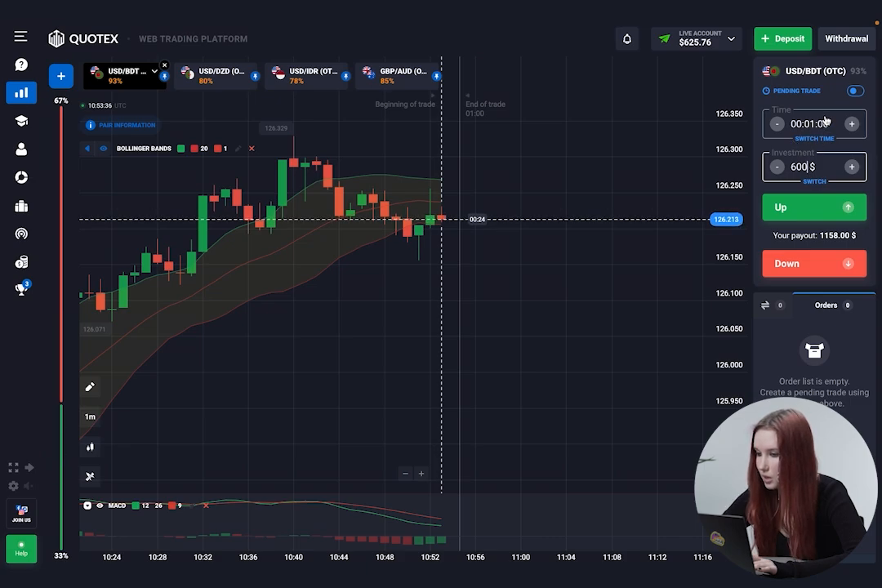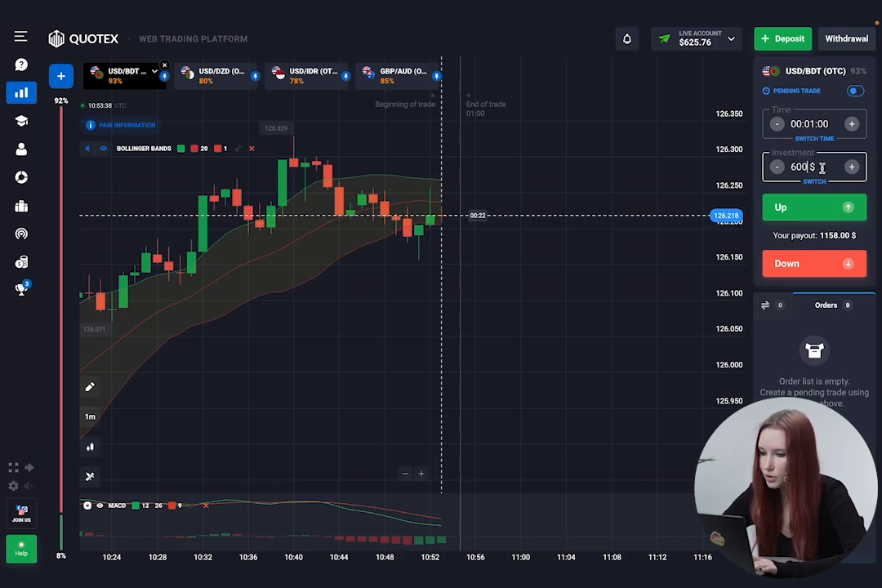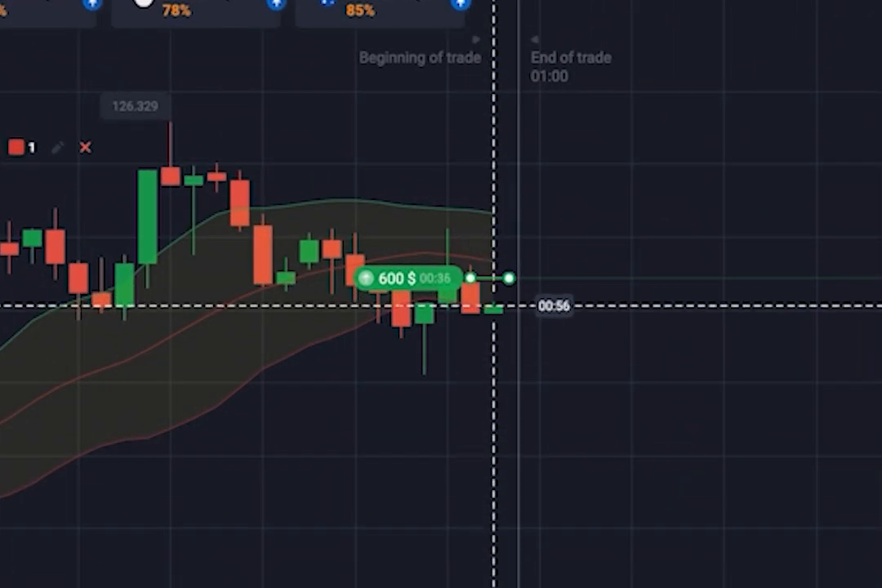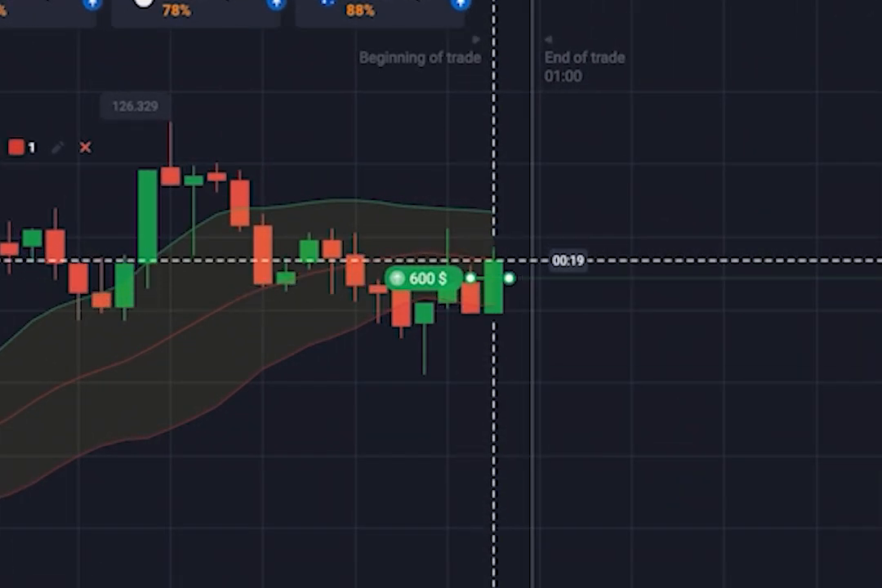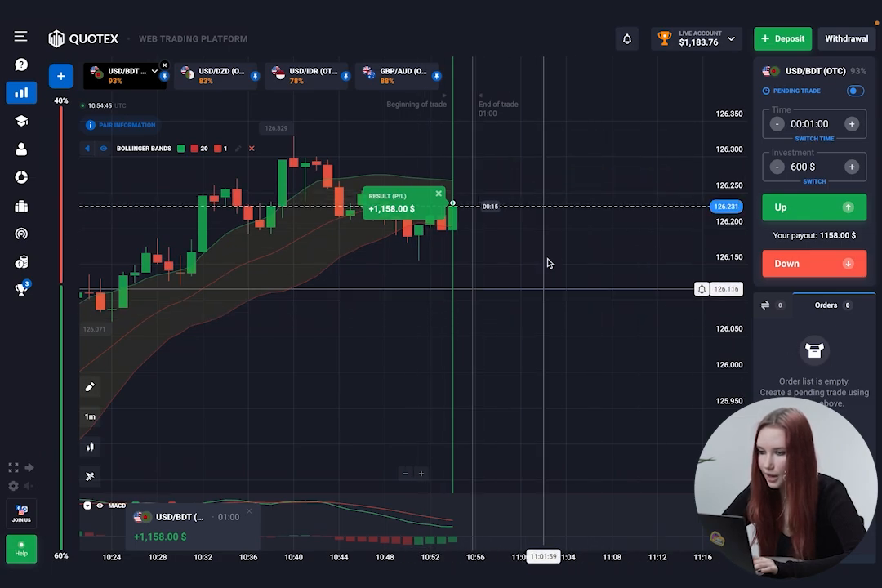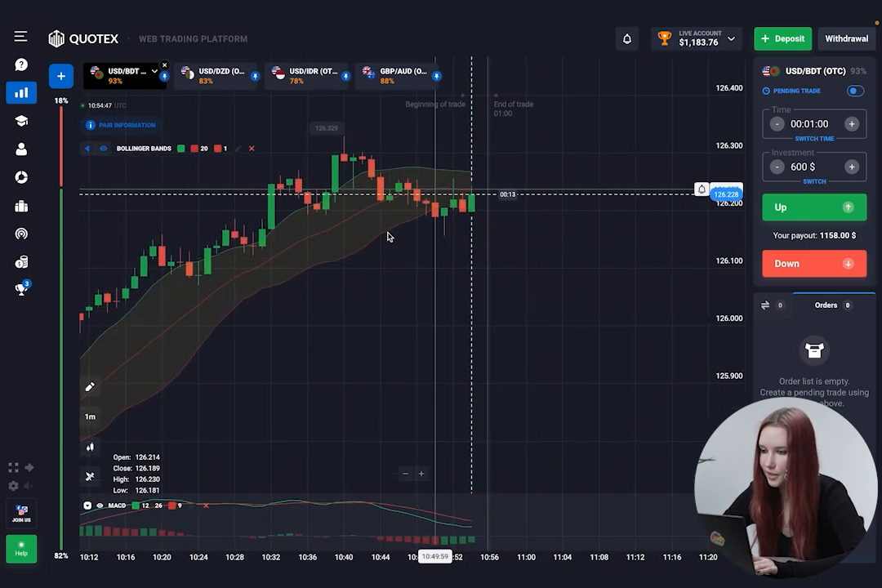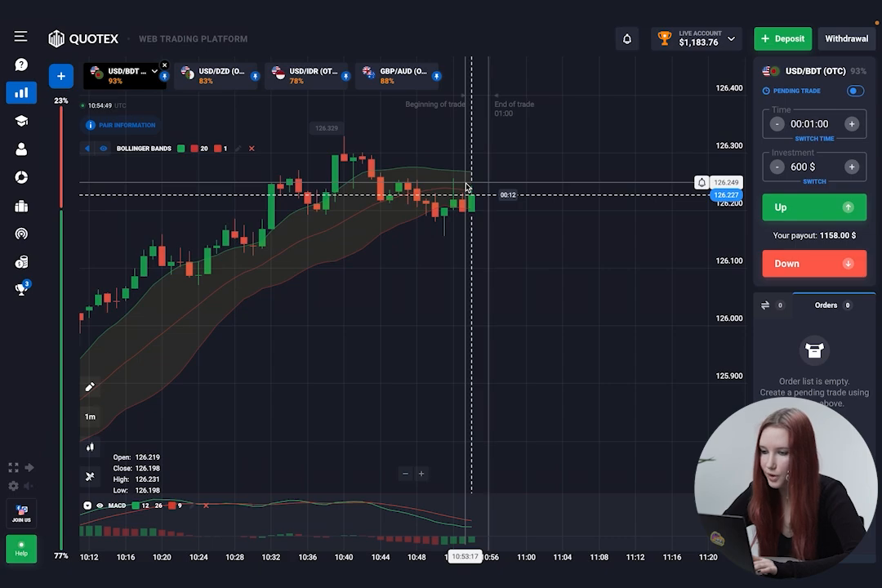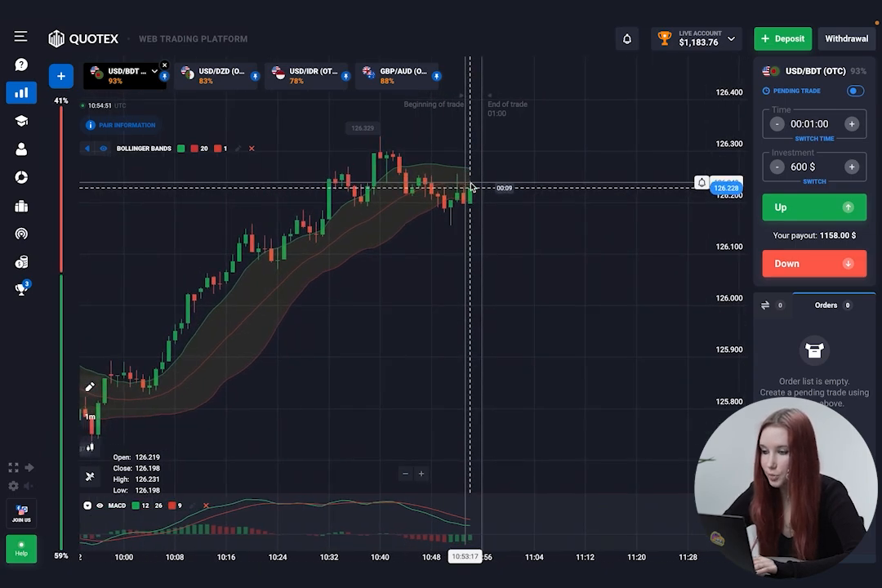1 minute is enough for me to take the profit, so be ready for a trade up right now. Well, this is a great result. Again, I'm in profit, and this is my first $1,000 just on a small price movement, so that's pretty great.